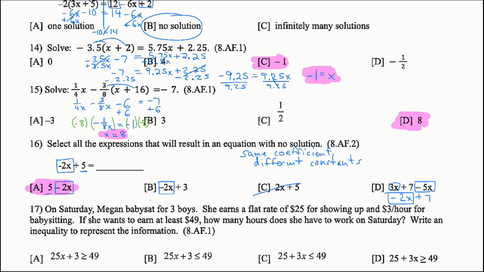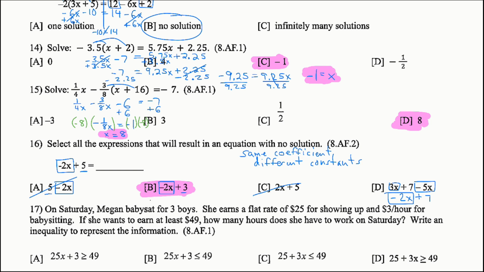-2. Oh, wait. No solution. Different constants. Oh, that's wrong. Bozo. This one's out because of the constant. This one is correct because it has the same coefficient of -2, and it's got a constant of 3, which is different than that 5. Okay. C is already out.